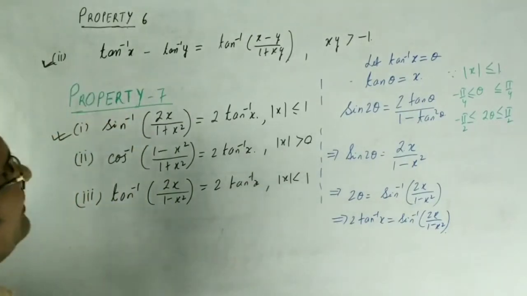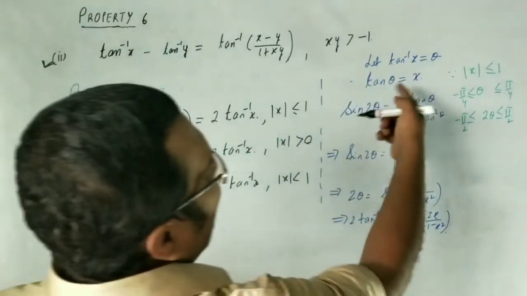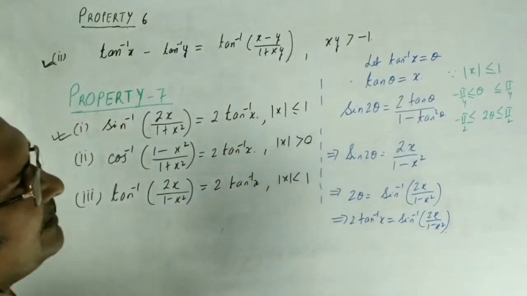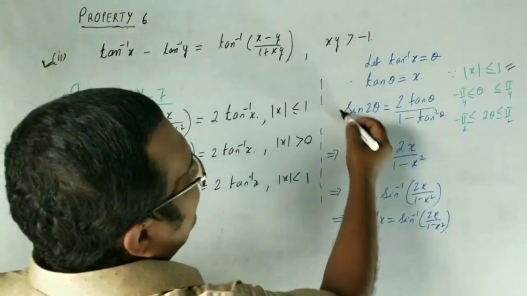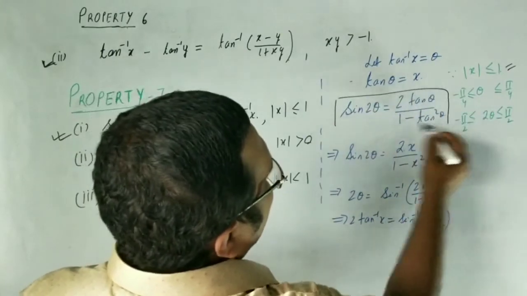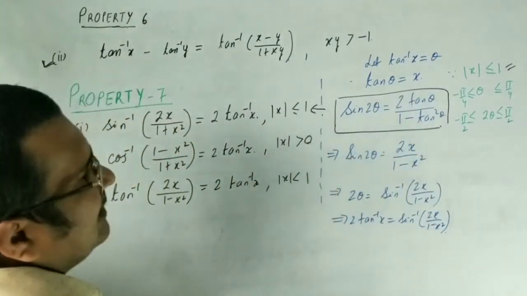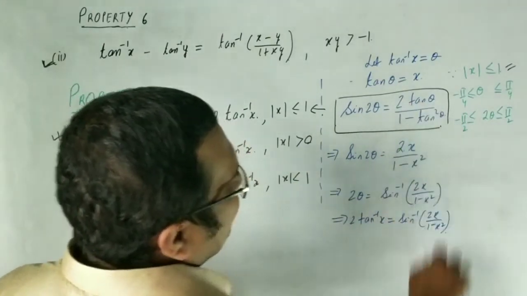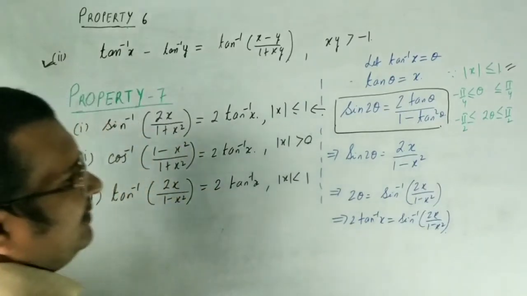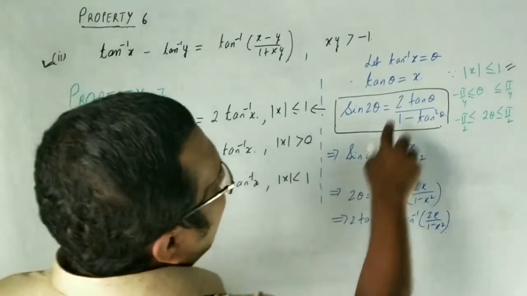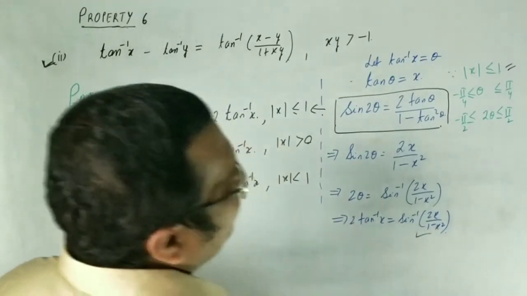Here, let tan inverse x be theta. So x is tan theta. And this is given. So this is the formula that we are going to use to prove the first one: 2x by 1 minus x square. 2 theta is sin inverse of 2x by 1 minus x square, and then theta is tan inverse x. This is the proof of the first one.